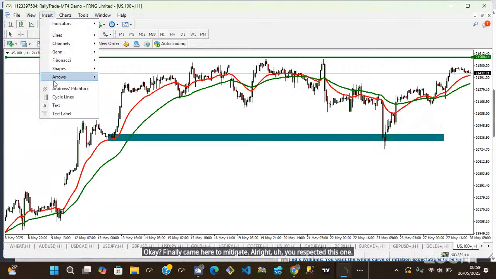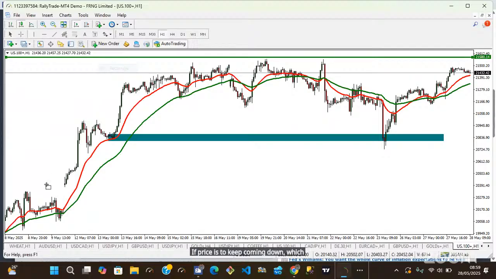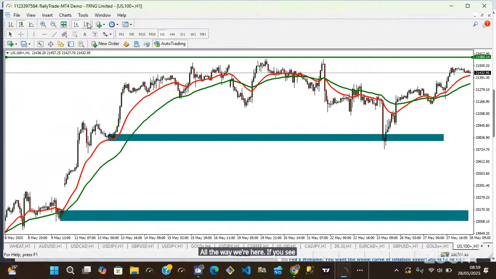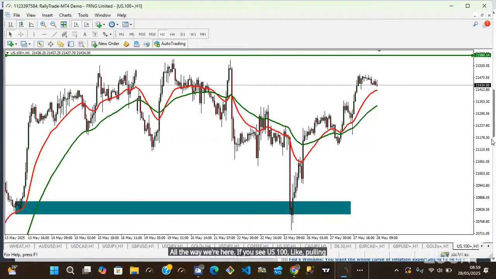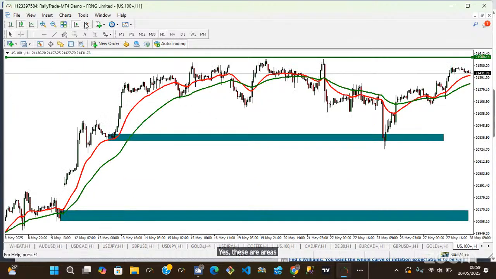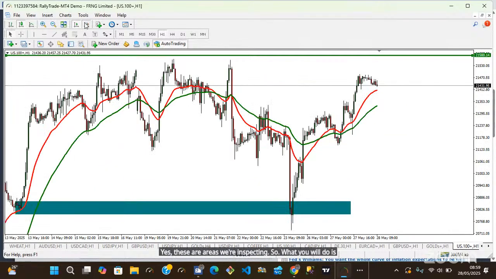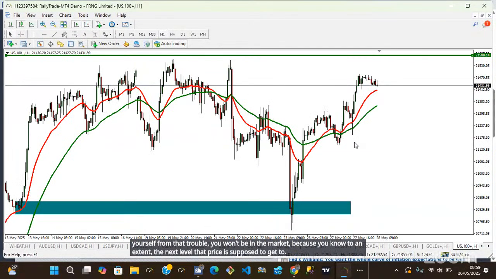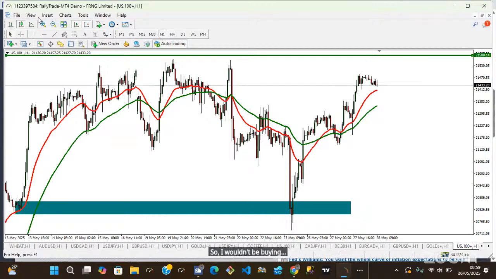If price is to keep coming down, which I don't want it to, but if at all it will, it's going to be seriously massive all the way here. If you see US 100 pulling down massively, that kind of pull down can blow accounts. Yes, these are areas where you're expecting. So what you will do is you will save yourself from that drop. You won't be in the market because you know to an extent the next level that price is supposed to get. So I wouldn't be buying US 100 until price comes back down.